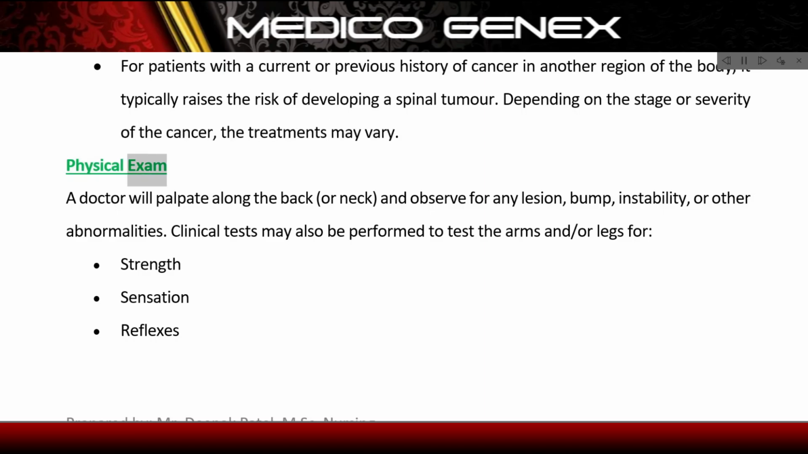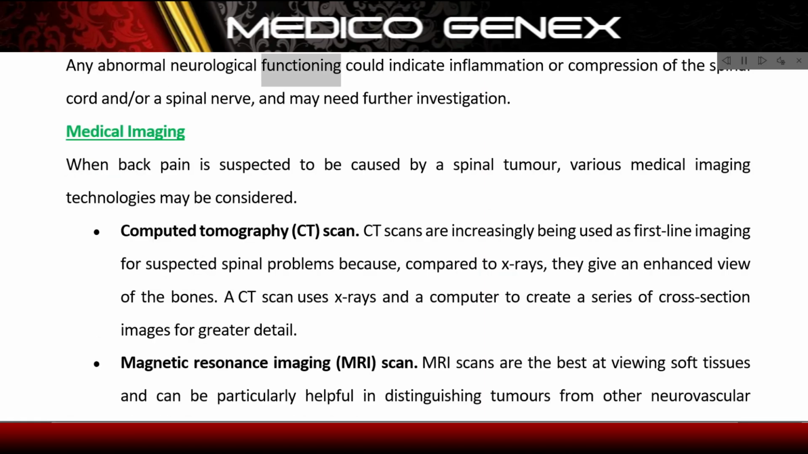Physical exam. A doctor will palpate along the back or neck and observe for any lesion, bump, instability, or other abnormalities. Clinical tests may also be performed to test the arms and/or legs for strength, sensation, reflexes. Any abnormal neurological functioning could indicate inflammation or compression of the spinal cord and/or a spinal nerve, and may need further investigation.